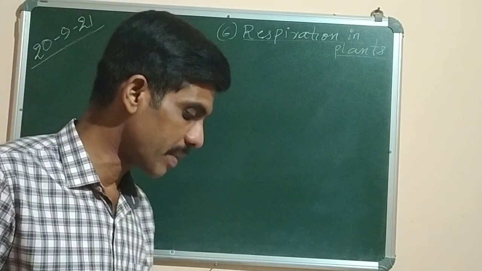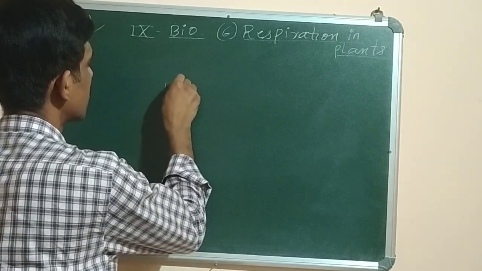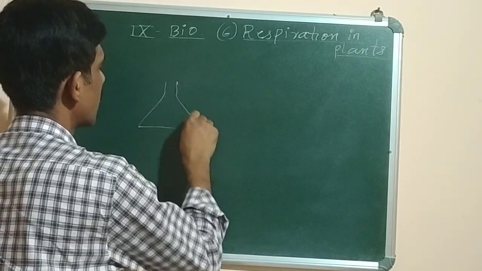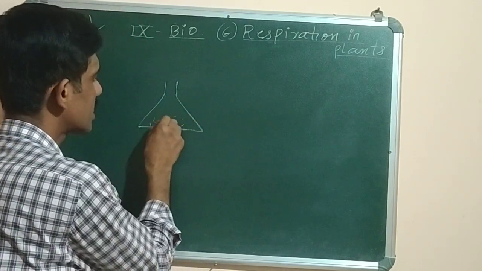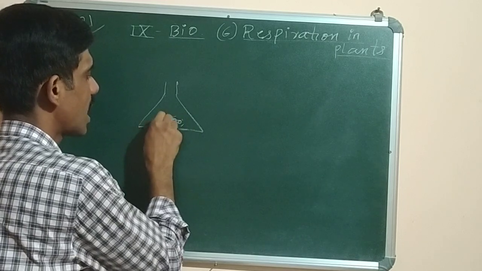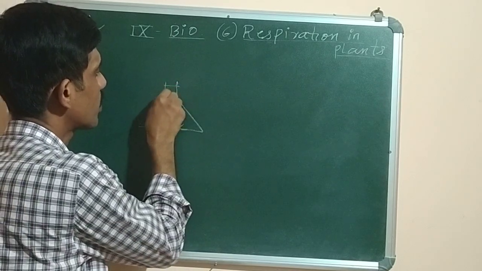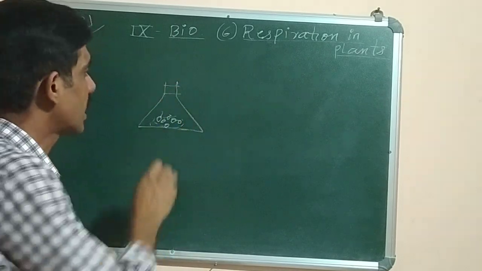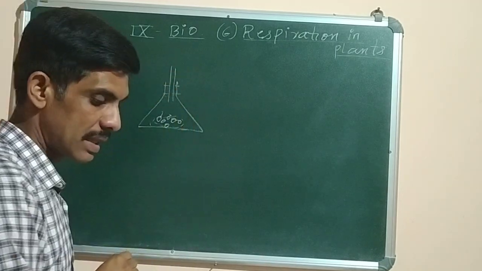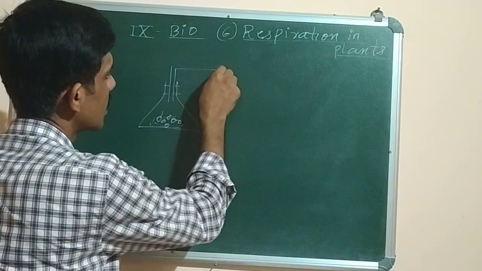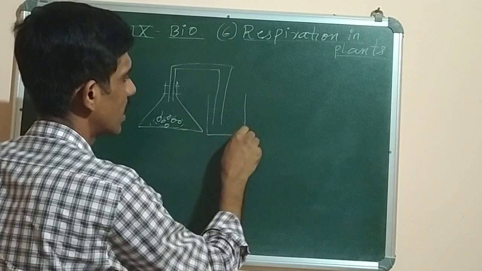With the help of an experiment, we need to take a conical flask. You know the conical flask? This conical flask contains a wet cotton on which some seeds are kept. The seeds are germinating seeds, and it has been stopped with the help of a cork. And then one bent glass tube has been inserted in it. This bent glass tube is connected to a beaker, and that beaker contains water in it.